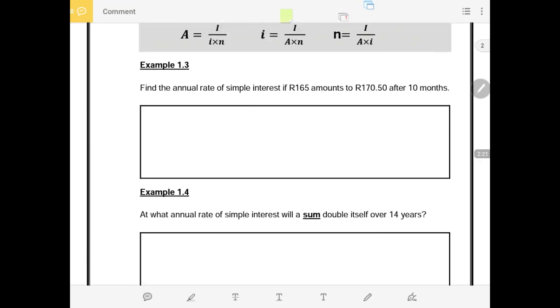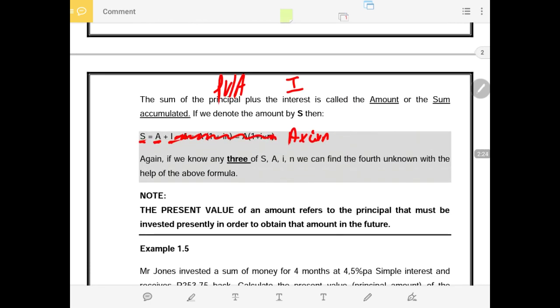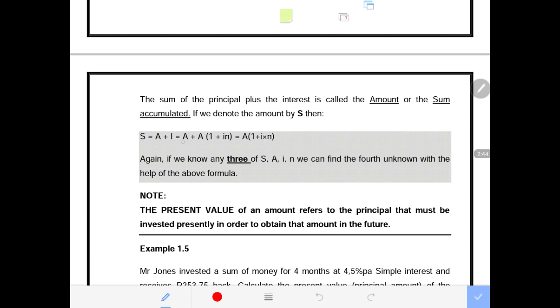Now if we say the amount that is invested plus the interest is equal to the future value or sum accumulated, then we can expand further and say now the interest is equal to A times I times N. But don't worry much again about the derivative of the formula or how you can derive the formula. That is why we have A plus A times I times N, which is A times (1 plus I times N).